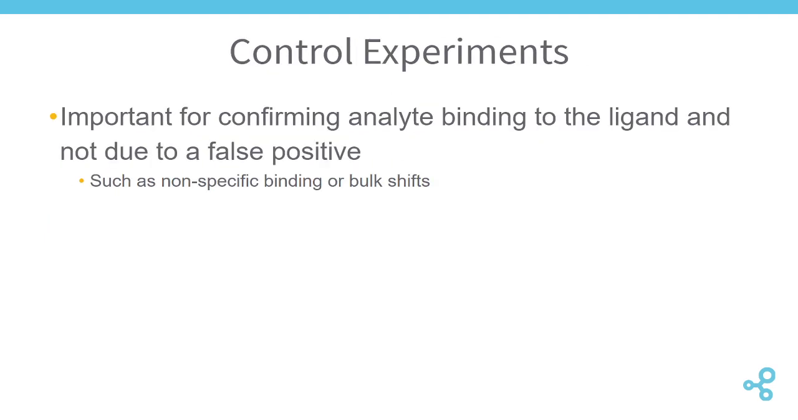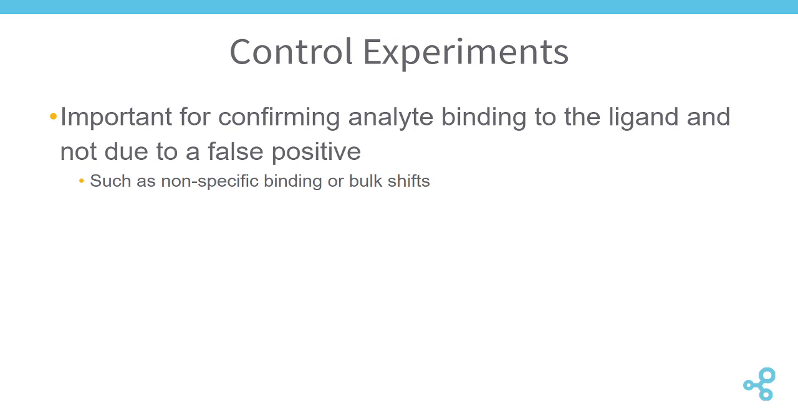Some things that often get forgotten when planning a new test are control experiments. Control experiments are very important, especially when you're going to publish your data, because this is the only evidence you have that supports that what we are seeing is specific binding of your analyte to the ligand. We want to do these control experiments so that we have evidence that we're not seeing any false positive bindings. By false positive, we mean things such as nonspecific binding or bulk shifts in our data.